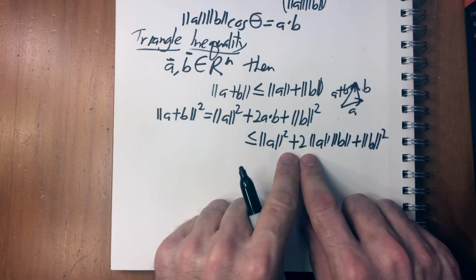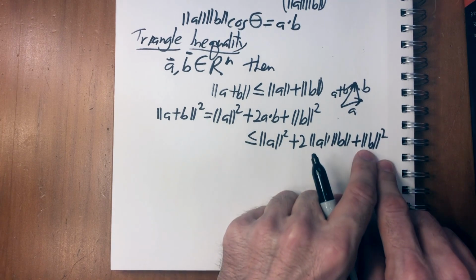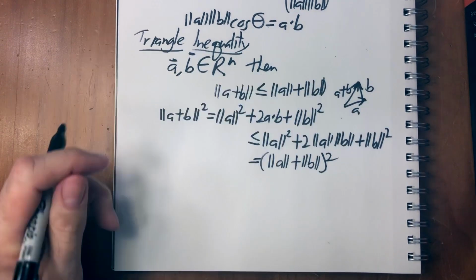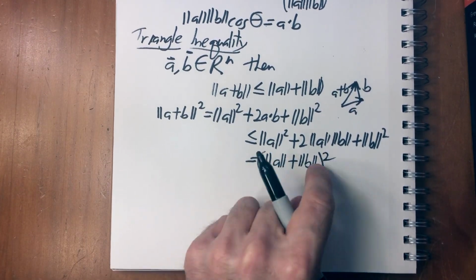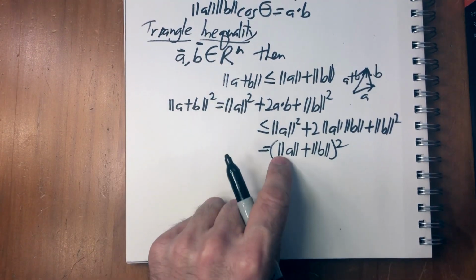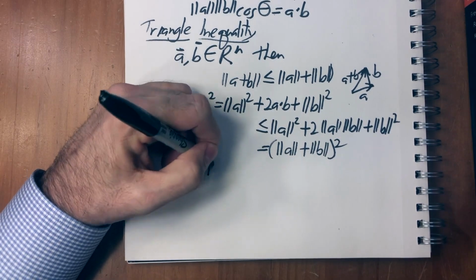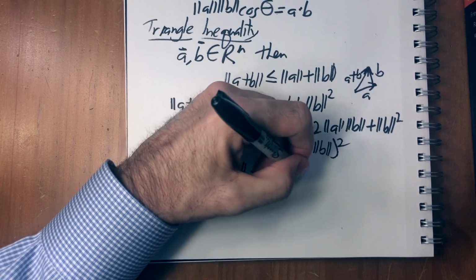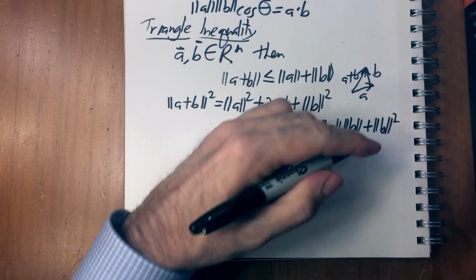Now on the right-hand side, the length of a squared plus 2 times the lengths of a and b plus the length of b squared, we can rewrite that as the length of a plus the length of b, squared, right? So the length of a plus b squared is less than the length of a plus the length of b squared. Take the square root of both sides, and you have less than or equal to. There you go.